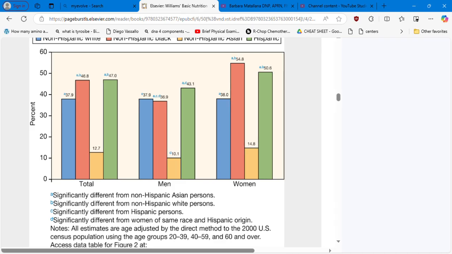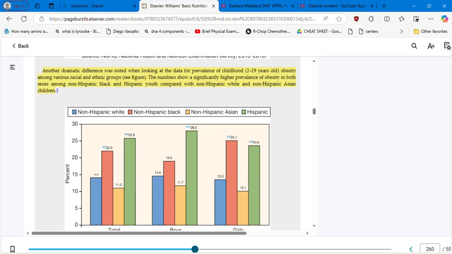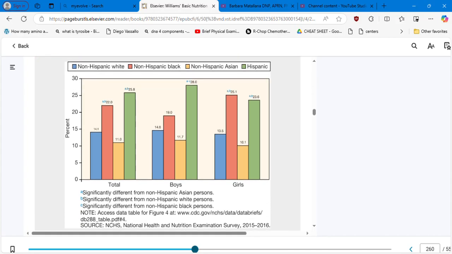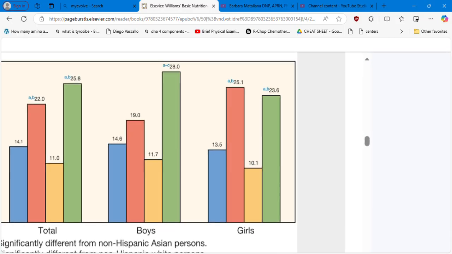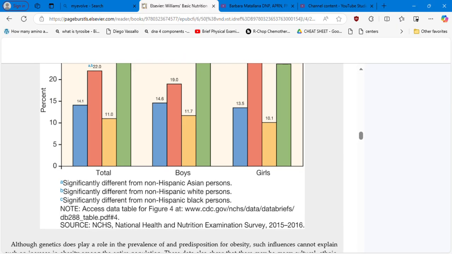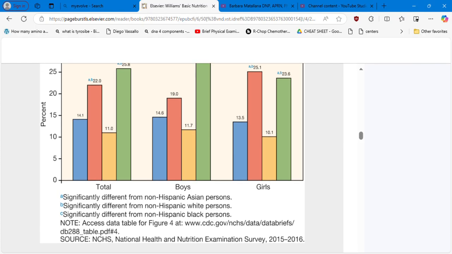Okay. Let's move. Another dramatic difference was noted when looking at the data for prevalence of childhood, 2 to 19. Let's see, boys in the green section are going to be Hispanic. And then what letters we have here? We have A and C. A is going to be non-Hispanic Asian persons, right? Minus significantly different from non-Hispanic black persons. So you see that in the boys. It's very sad.